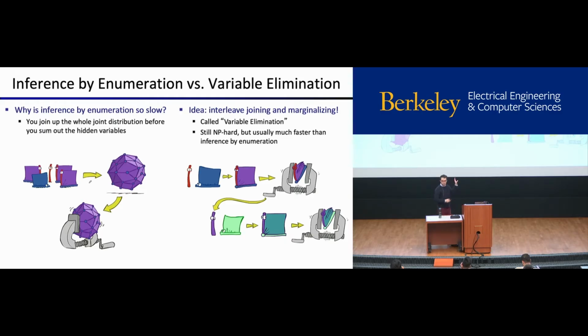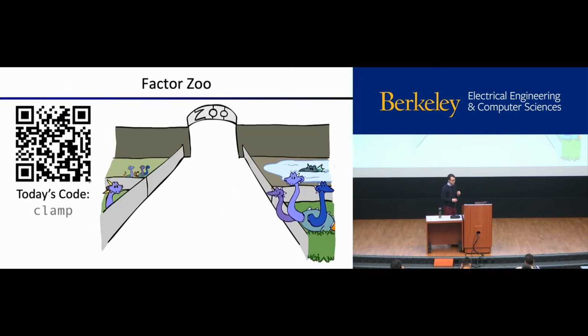So in order to do this, we're going to need some new machinery, and that machinery is called factors. And in order to learn about factors, we're going to have to take a trip to the factor zoo. So this is today's code that will let you into the factor zoo. Everyone, please enter this code to the scanner, and then we'll take a trip and look at what some of these factors might be.